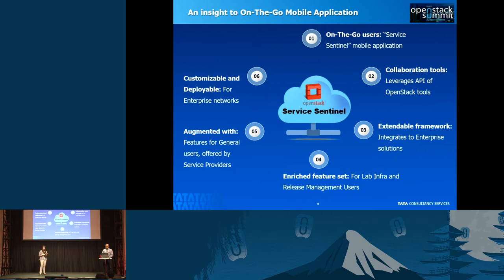The fourth key feature set is it can enable the services provided for the DevOps users and the Lab Infra people to carry out the mundane tasks. The fifth key feature set is it can be enhanced for the general users as well so that they can use the services that are provided by the service providers of OpenStack. Last but not the least, this is customizable and deployable. That means it can be tailored and customized according to the needs of different enterprise networks.